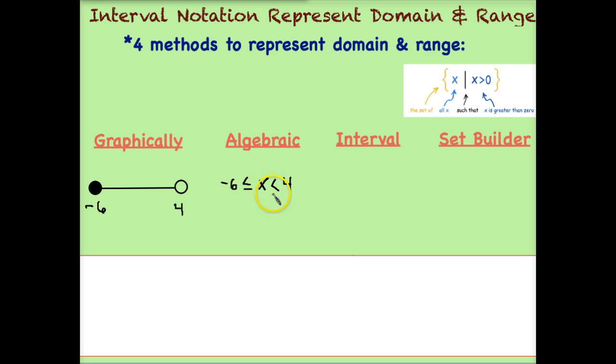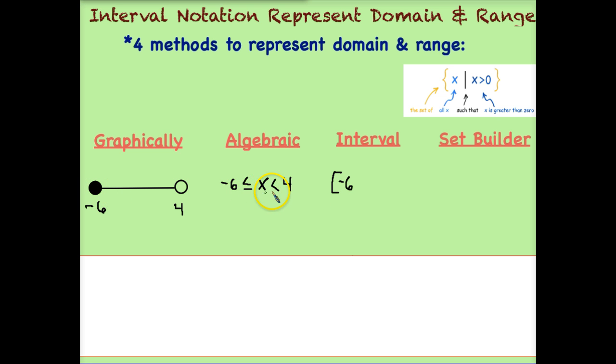Well, what we say is that if we use a parentheses, we are not including the number. If we use a bracket, we are including the number. So let's look at what this is. We are going to have a bracket here by the -6 because we are including -6. Remember, it's colored in and we have a greater than or equal to here.